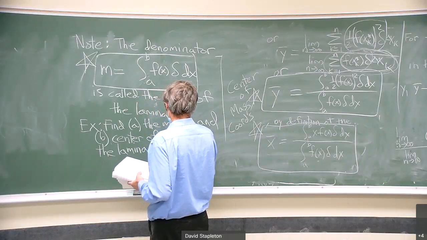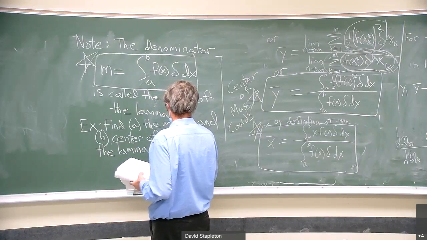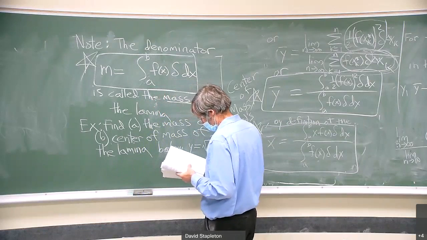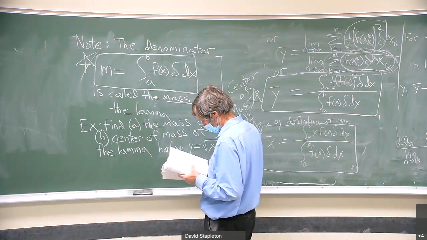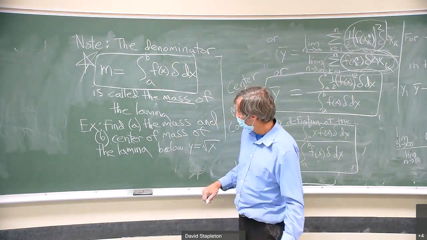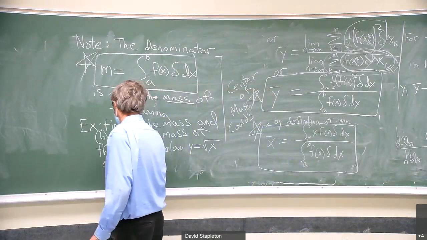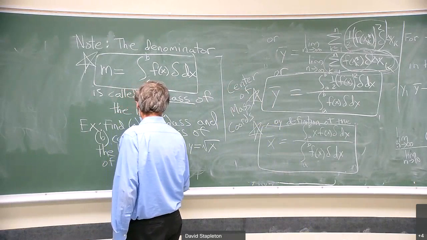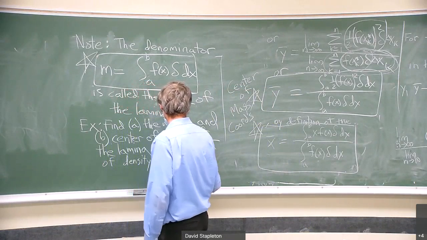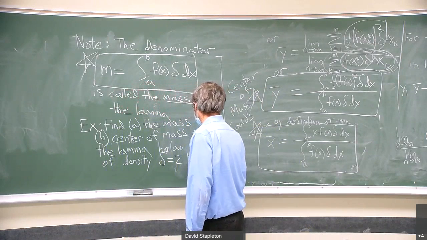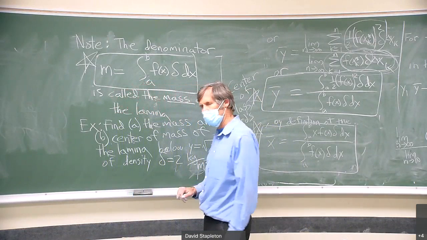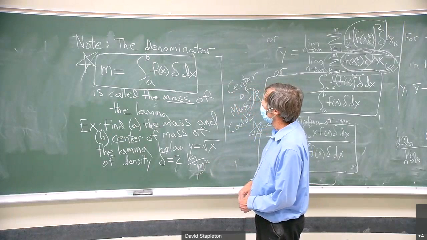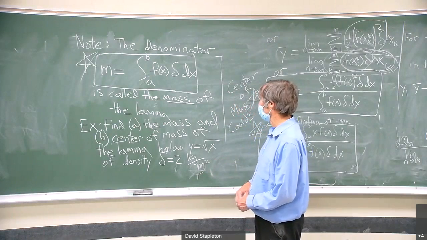The lamina below y equals square root of x, of density delta equals 2. I don't think I specified the units in here. Let's say its density equals 2 kilograms per square meter. All right, and the idea is if you integrate kilograms per square meter over this thing, then you'll get the kilograms for it.